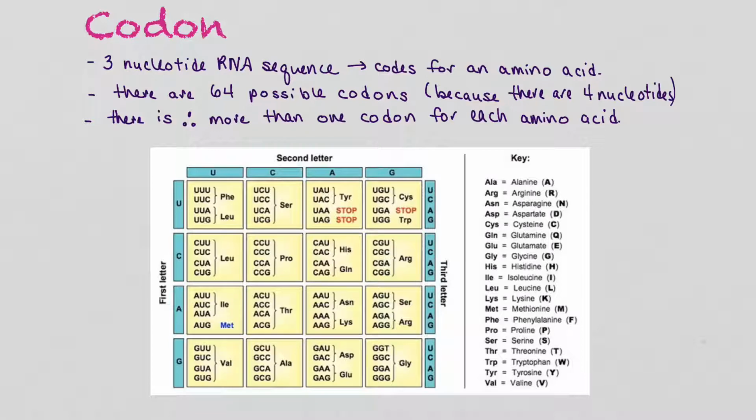Then there are 3 stop codons. When the ribosome is reading across the mRNA and it comes across a UAA, a UAG or a UGA, it will stop translation. So again, if there's a mutation that puts in a stop codon where it shouldn't, then that's going to be really bad for the cell.